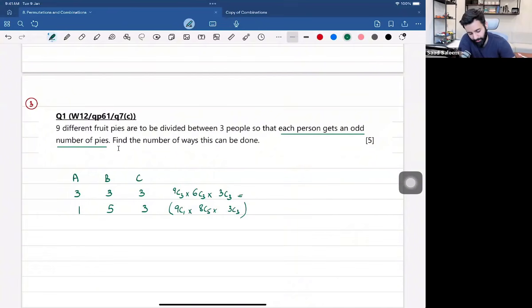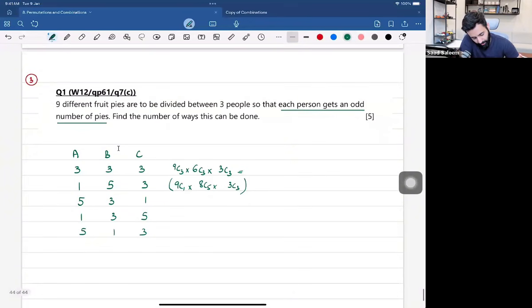So A getting 1 pie and B getting 5 pies and C getting 3 is definitely not the same as A getting 5, B getting 3, and C getting 1. Okay, and just like that, A getting 1, B getting 3, and C getting 5, and just like that, 5, 1, 3. Okay, and what else can we consider? We can consider 3, 1, 5, and 3, 5, 1. Okay, so instead of working all these out separately, how many possibilities do we have? We have 6 possibilities, right?